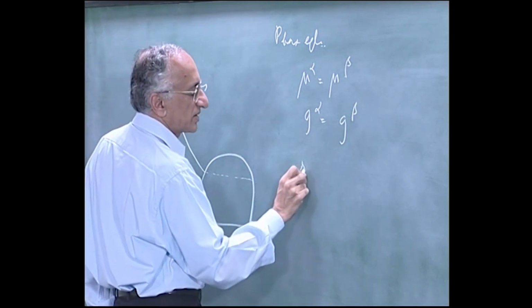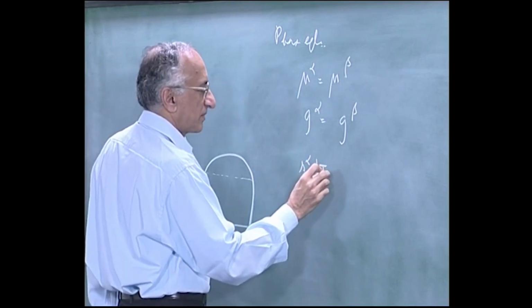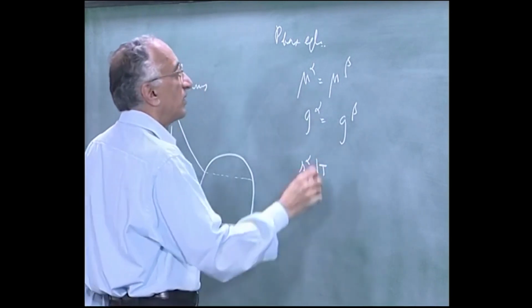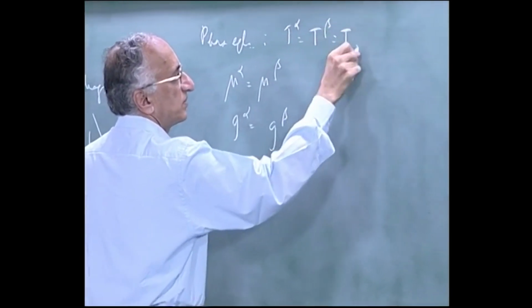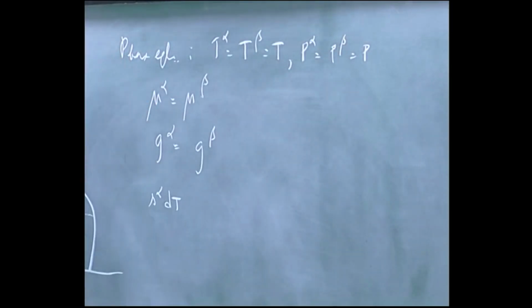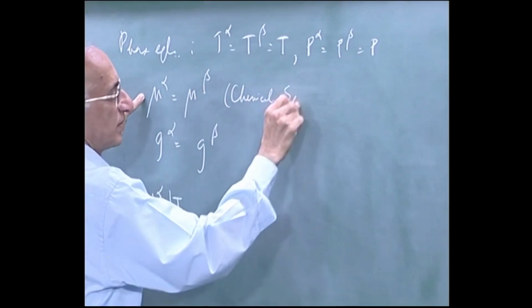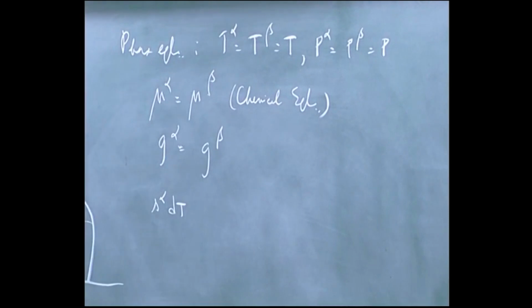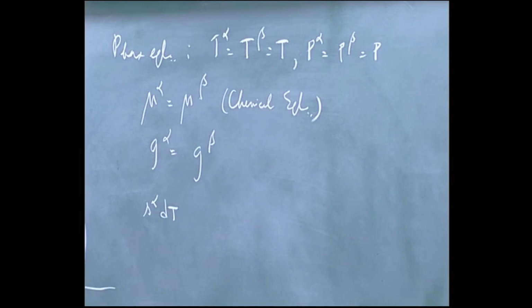So, this can be written as: we have said at phase equilibrium T alpha is equal to T beta is equal to T, P alpha is equal to P beta is equal to P. Pressures are the same because you have mechanical equilibrium and thermal equilibrium, and so this gives you chemical equilibrium. So, thermodynamic equilibrium has three components: thermal, mechanical and chemical equilibrium.